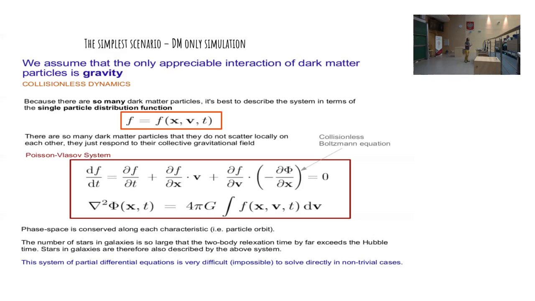And because there are so many dark matter particles, they shouldn't scatter locally if this is real dark matter physics. So they should only feel mutual gravity. So this tells you that you will deal with something we call the Vlasov-Poisson system in the gravity-only simulation.